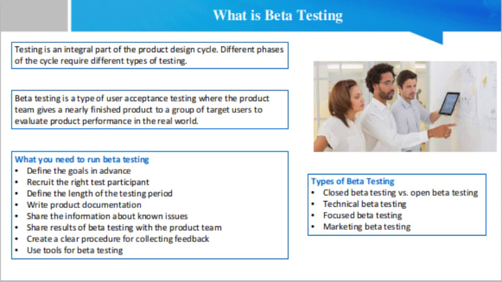Focused beta testing. Focused beta testing is used when a product team needs to gather feedback on specific features. In order to collect the feedback, the team releases the product to the market. Marketing beta testing.